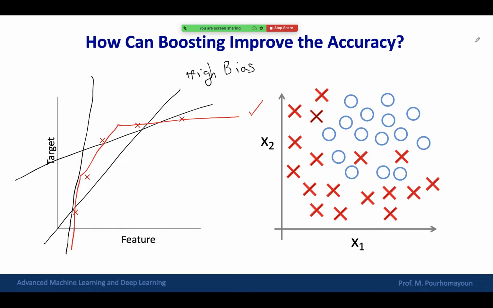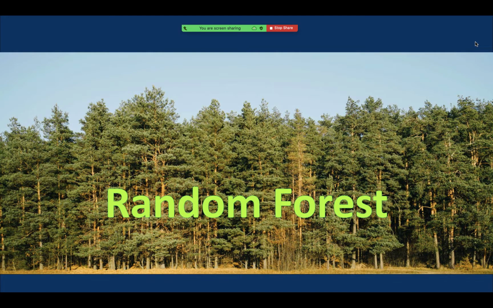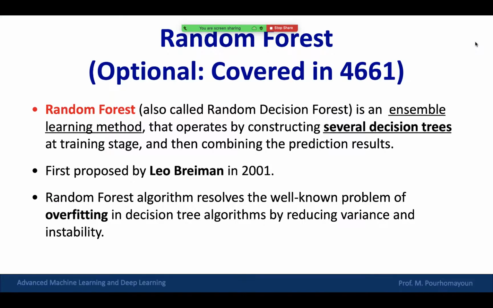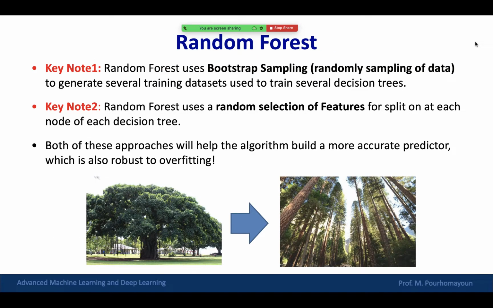All right, so random forest is a great algorithm. I talked a lot about this last semester, and I'm not going to talk again about all the details. I put the slides here, but this is optional because I completely covered that in 4661. But remember that random forest is a great algorithm, and you should know how it works, and I highly recommend you use it in your project.